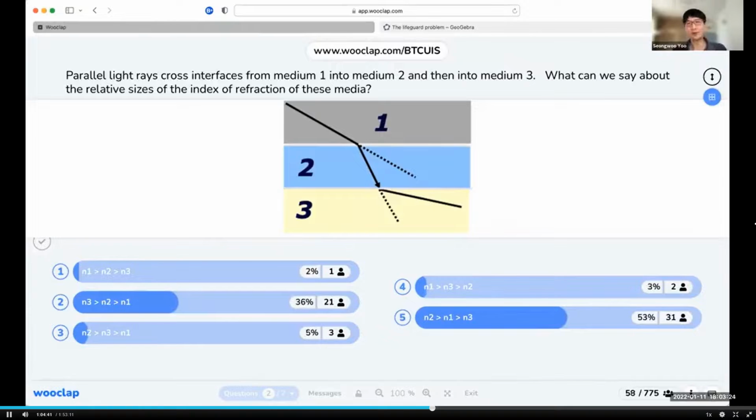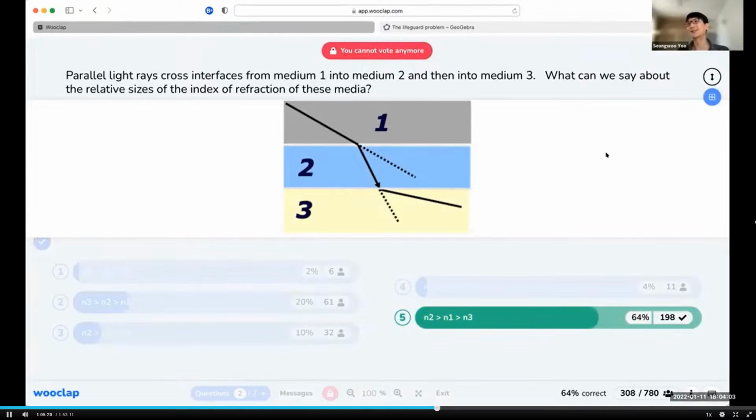So how do you want to answer this question? Okay. I am going to close the vote in 5, 4, 3, 2, 1. The correct answer is 5. All right. So I'm going to explain those questions.